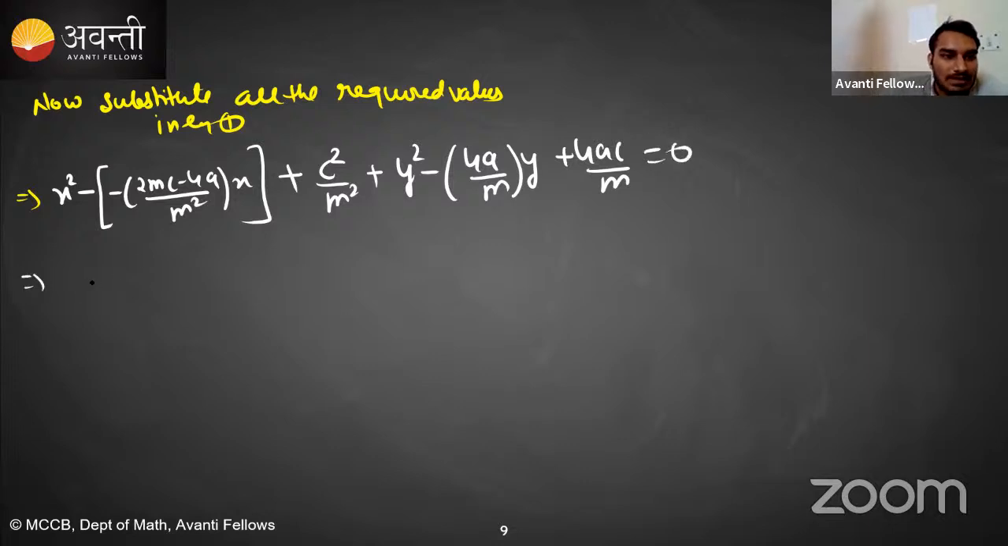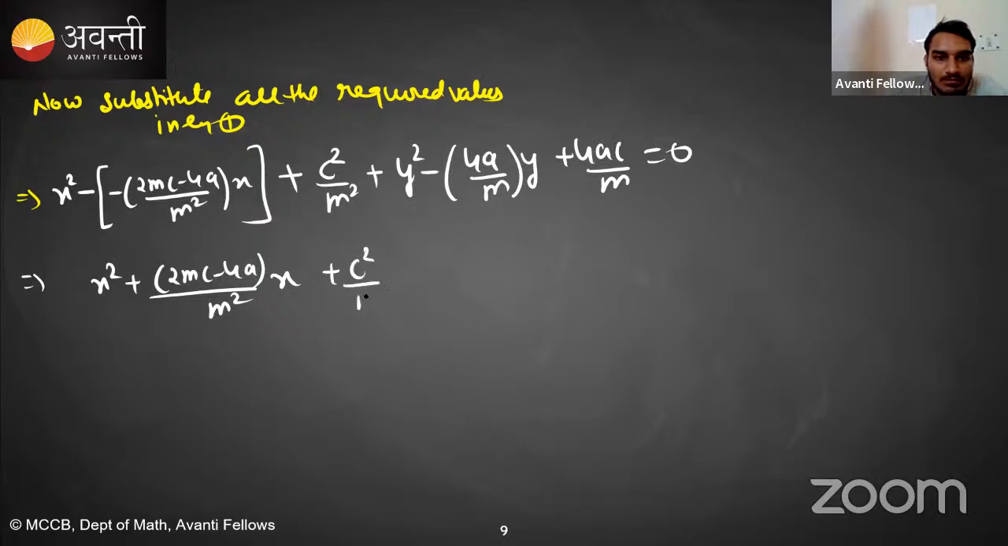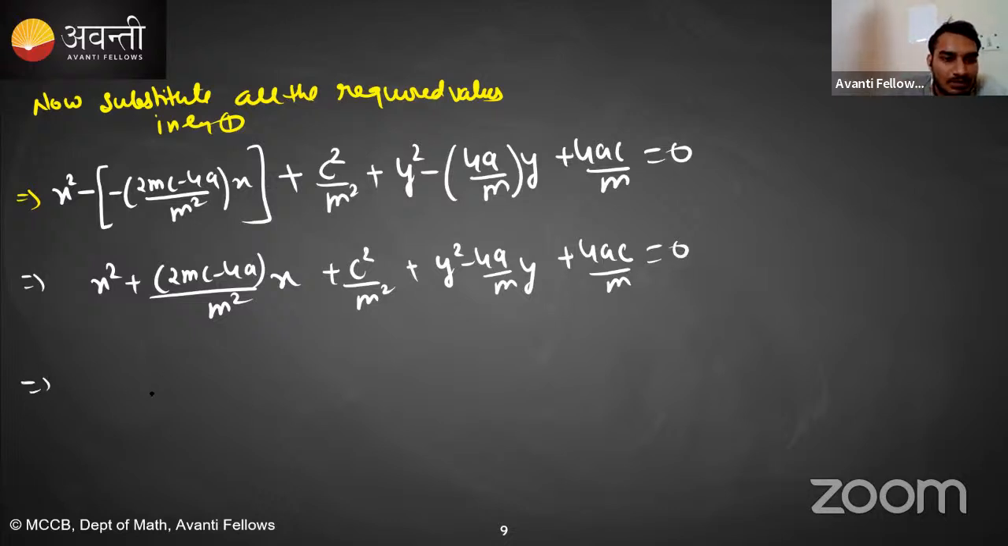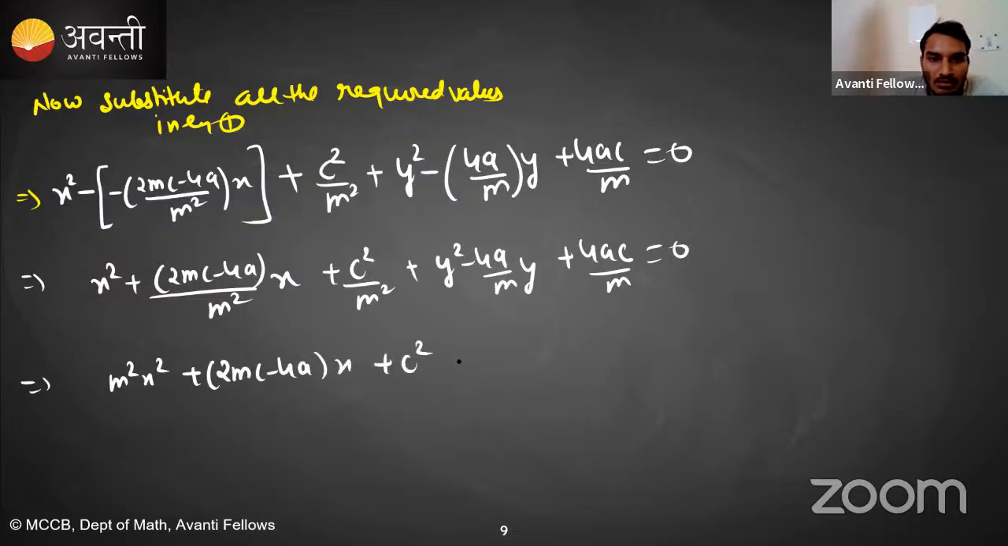Is this clear? तो ये क्या लिखा हुआ है? x square plus 2mc minus 4a upon m square into x plus c square upon m square plus y square minus 4a upon m into y plus 4ac upon m is equal to 0. तो take the LCM. So m square x square, LCM ले लो, plus 2mc minus 4ax plus c square plus m square y minus 4amy plus 4acm is equal to 0.